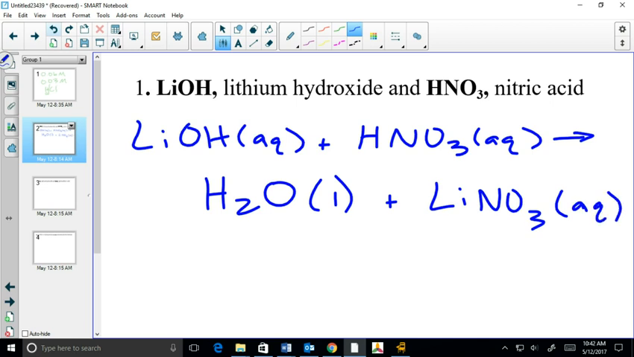If we look, my OH and my H are what came together to make my water. One of each produces one water. My lithium and my NO3, Li is a 1 plus, my NO3 is a 1 minus, so that's balanced as well. So no coefficients needed here. As you can see, a base plus an acid produces water and a salt.